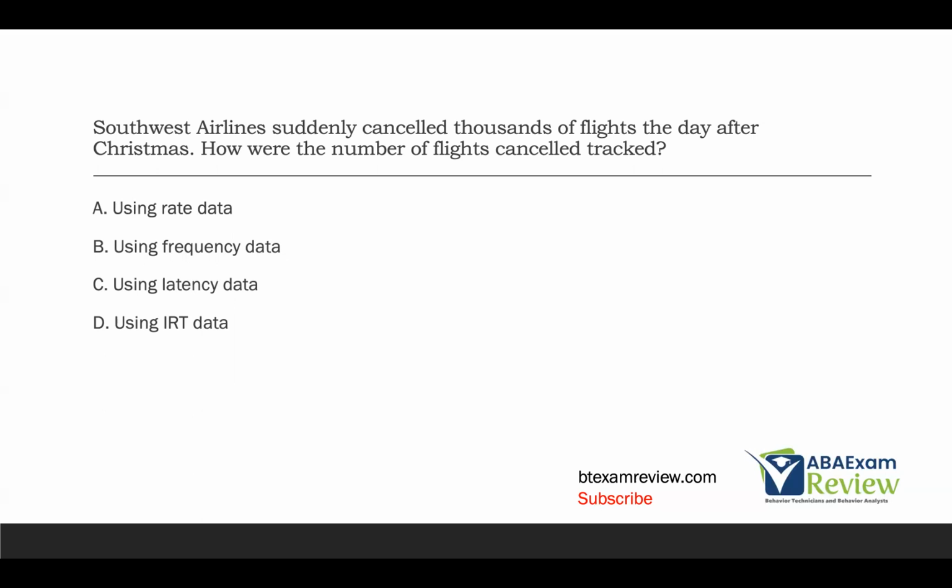And so this is a good example of when you need to answer the question in front of you. The question just said, how are the number of flights canceled tracked, right? They just want the number. They don't want anything else. So give them that. How do we get a count? Well, we use B, frequency data.